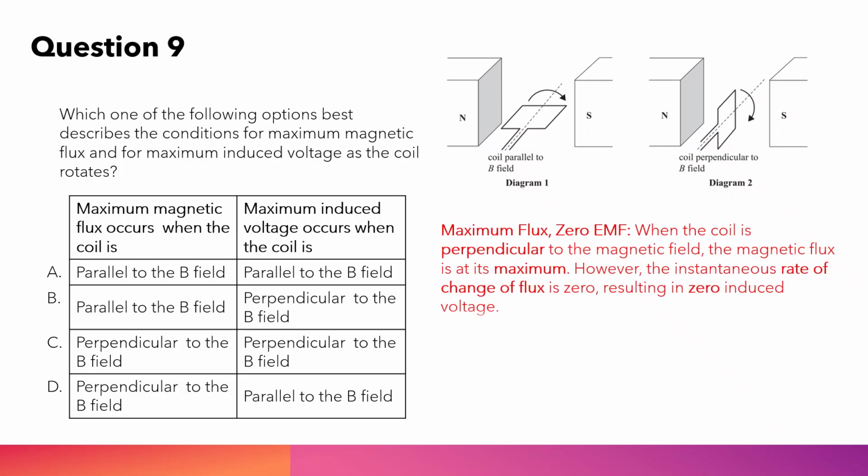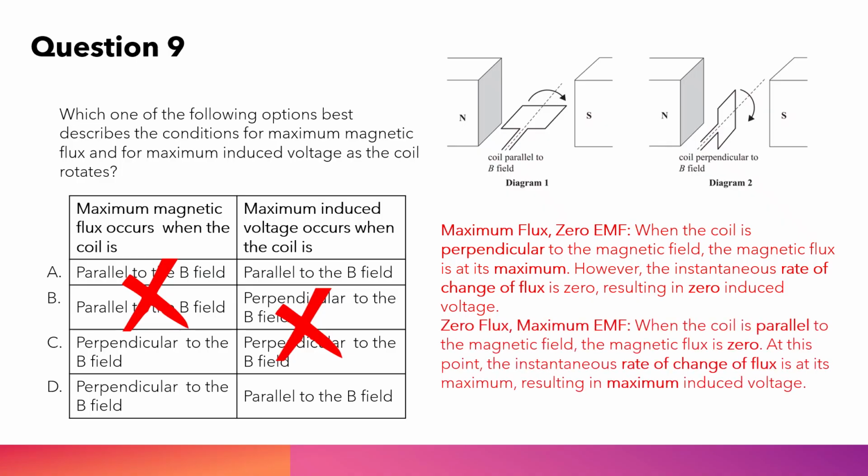Maximum flux, 0 EMF. When the coil is perpendicular to the magnetic field, the magnetic flux is at its maximum. However, the instantaneous rate of change of flux is 0, resulting in 0 induced voltage. 0 flux, maximum EMF. When the coil is parallel to the magnetic field, the magnetic flux is 0. At this point, the instantaneous rate of change of flux is at its maximum, resulting in maximum induced voltage.